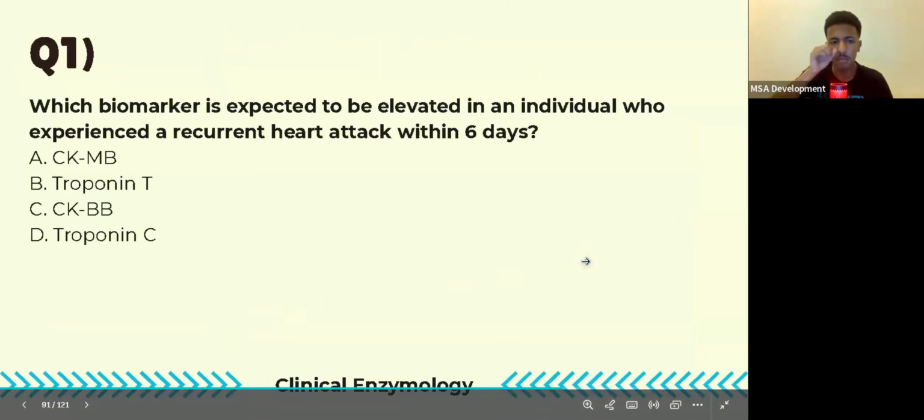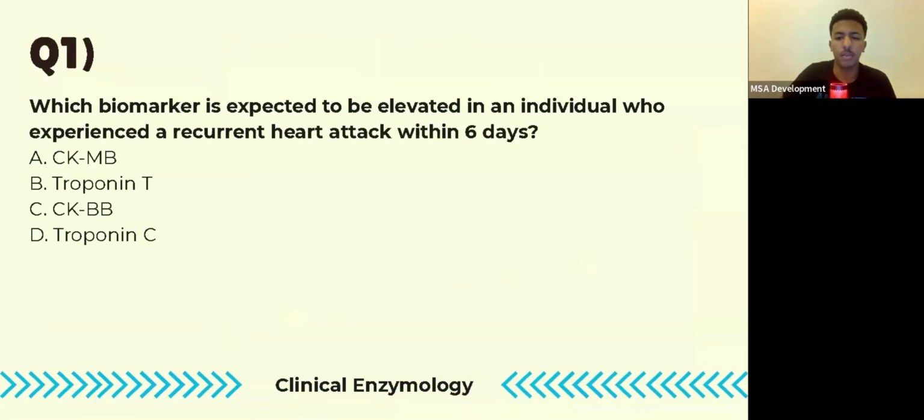Question time. Which biomarker is expected to be elevated in an individual who experienced a recurrent heart attack within 6 days?